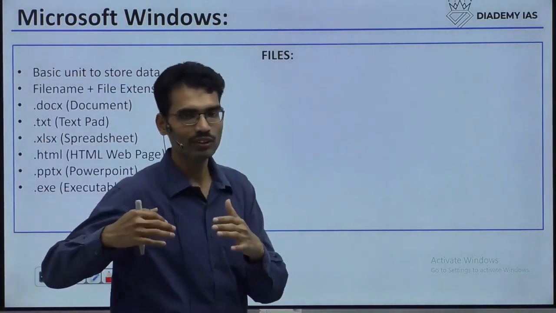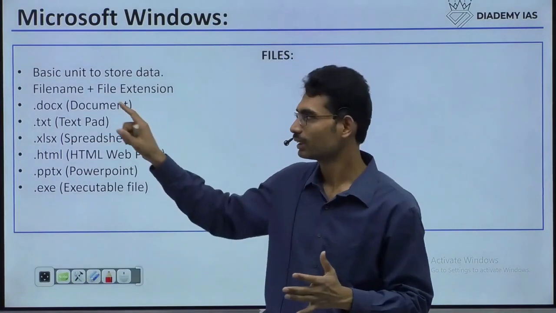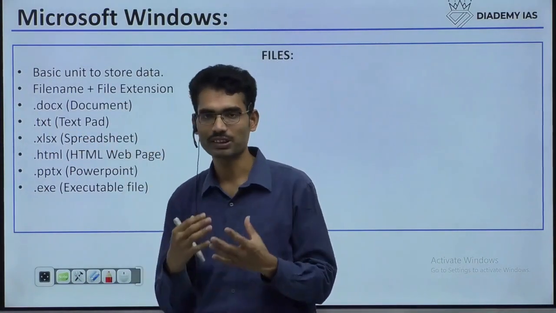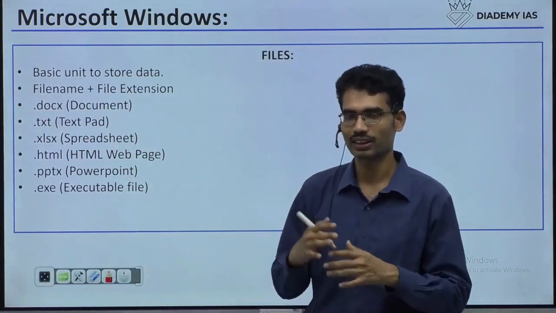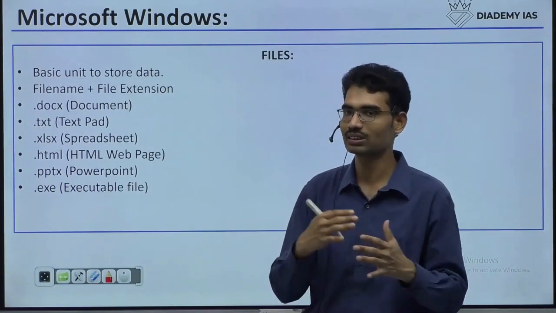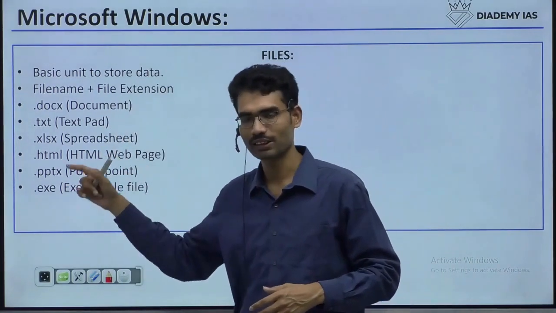To show different types of file names, the .extension will come based on the nature of the file, whether it is a text file, whether it is an image file, whether it is a video file. We come to know based on this extension.